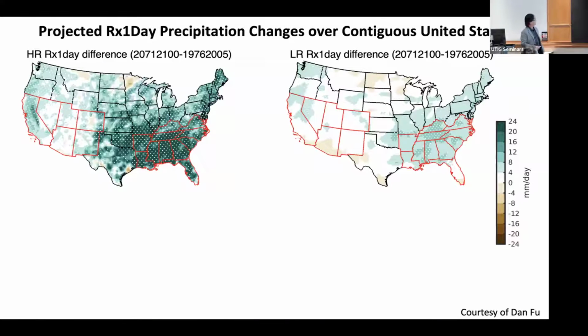So now we have this data set, we can look at the projection into the future, since we have the projection to the end of the century. So now we're looking at the extreme precipitation changes, the difference between the last 30 years of the century versus the historical period from 1976 to 2005. And this is the projected precipitation increase by the high resolution model.